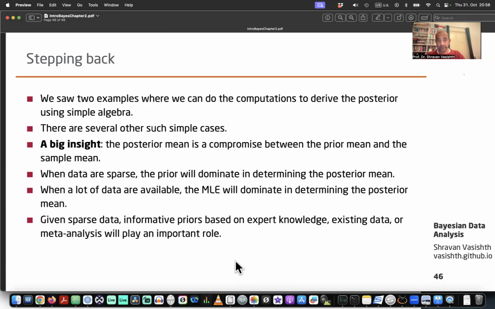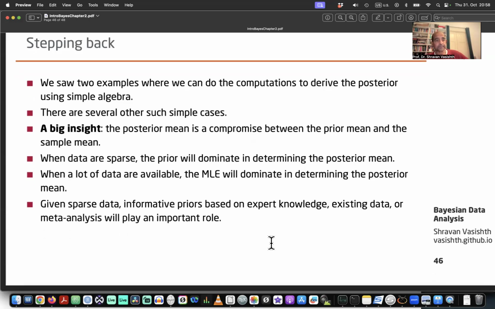And when there's a lot of data, the sample mean will dominate in determining the posterior mean in this Poisson gamma case. And more generally, the likelihood will dominate in determining the posterior, right?